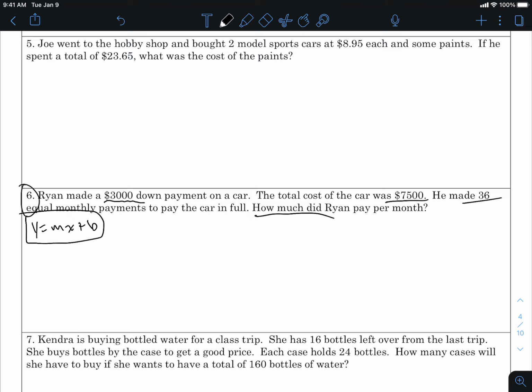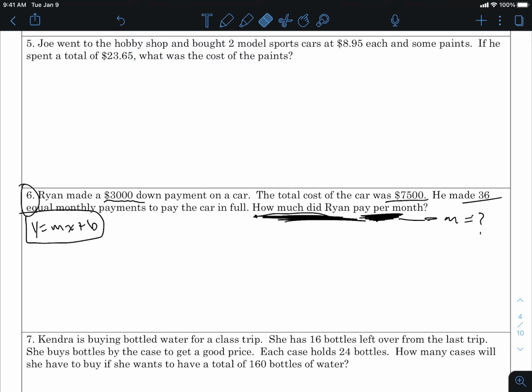Now I see the word per here, and I think we talked a lot about this before the break too, right? If I see this word per, that's always m. So I know in this question it's not as straightforward, like I didn't get a number for m, right? Because ultimately what it's asking for is how much did they pay per month, right? So that's going to be the m. So I want to know what m is in this particular question, right?